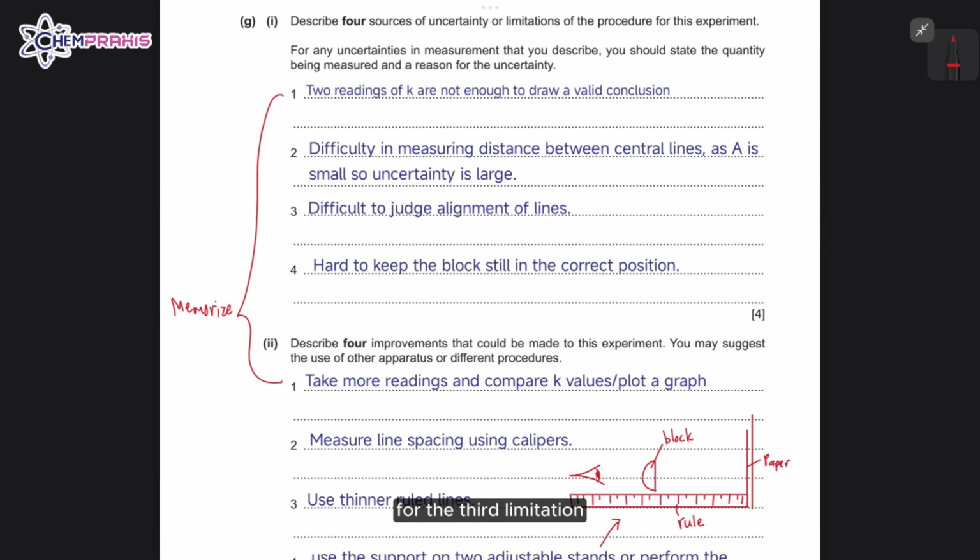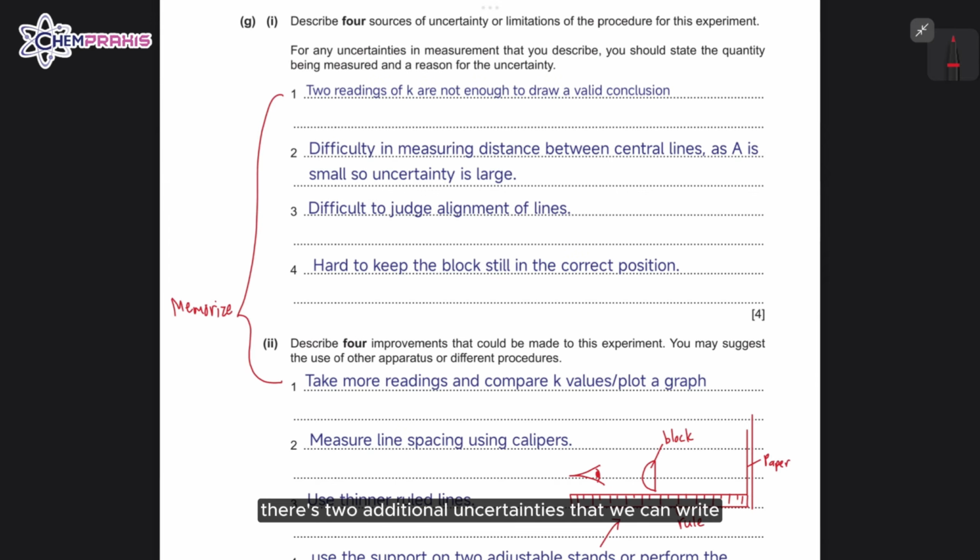For the third limitation, you can say, difficult to judge alignment of lines. And its improvement, you can suggest, use thinner ruled lines. For the fourth limitation, you can write, hard to keep the block still in the correct position. And for the improvement, you can say, use the support of 2 adjustable stands or perform the experiment sideways so the paper is against the wall and the block lies on the bench, like the diagram right here.